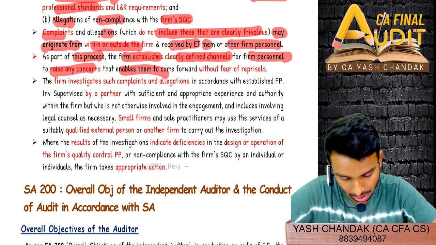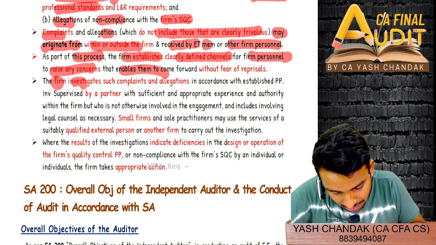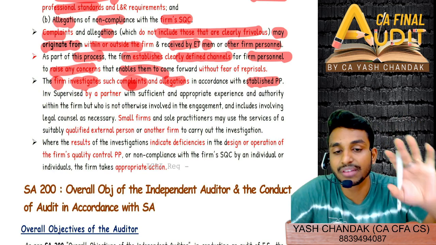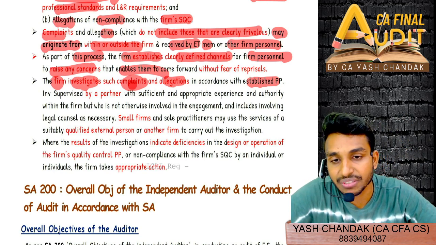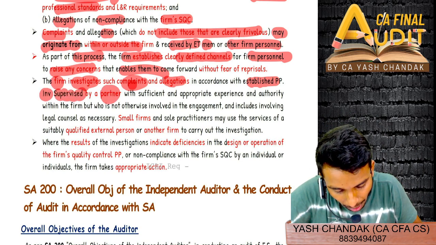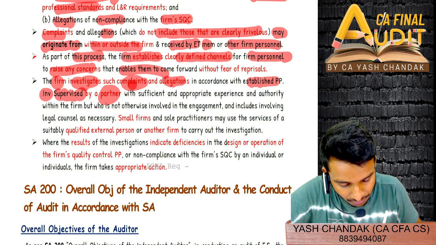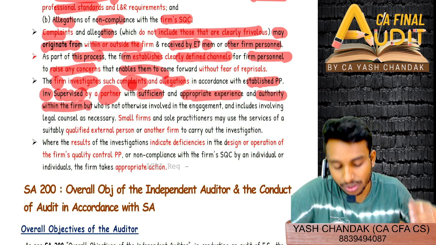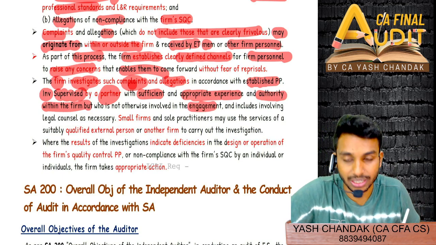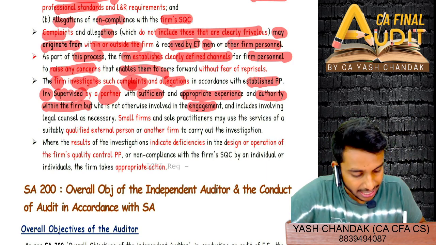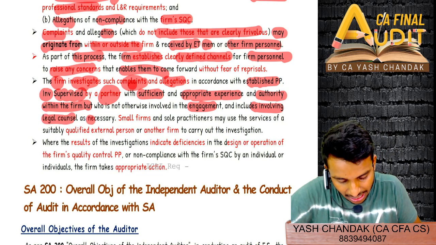If you come across any sort of non-compliance, similarly, the firm will now investigate the complaints and allegations in accordance with the established policy and procedure. Whatever is given in the policy and procedure, the investigation will happen in accordance with that, and the investigation will be supervised by a partner, with sufficient and appropriate experience and authority within the firm, who is not otherwise involved in the engagement, who is not biased, and it includes involving legal counsel as necessary.